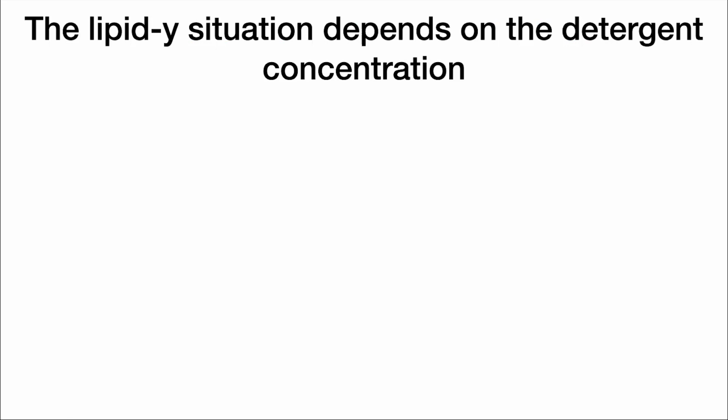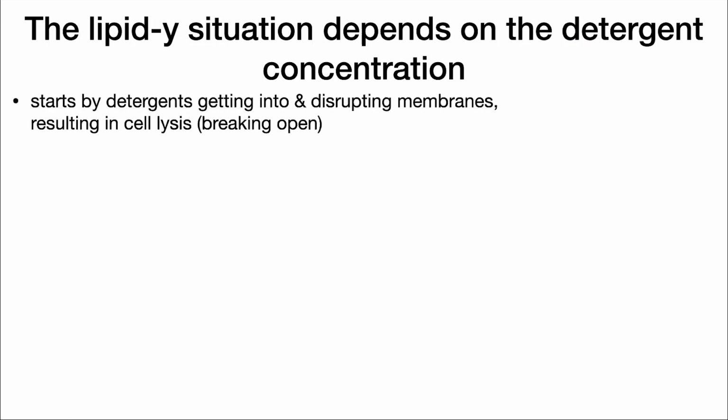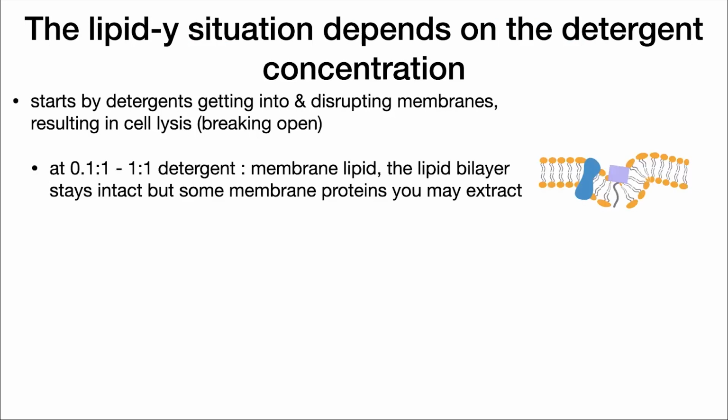So the lipid situation is going to depend on your detergent concentration. The first step is just going to be disrupting those membranes for lysis. At a ratio of like 0.1 to 1 of detergent to your membrane lipid, the lipid bilayer is going to stay mostly intact, but you might be extracting some membrane proteins. Some membrane proteins are going to be extracted more easily, and so you might start extracting some of these proteins at the lower detergent ratio.